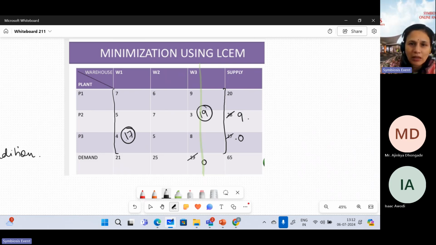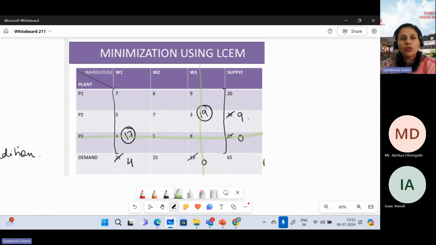The plant P3 has a supply of 17 units and he can make an allocation of 17. But the demand for this particular one was 21 and I have just given 17 units. So how many units are left as demand? 4 units. So I'll keep this 4 here. Whatever is becoming 0, cancel this. So this becomes 0. Now the figures left with me are 7, 6, 5, 7.